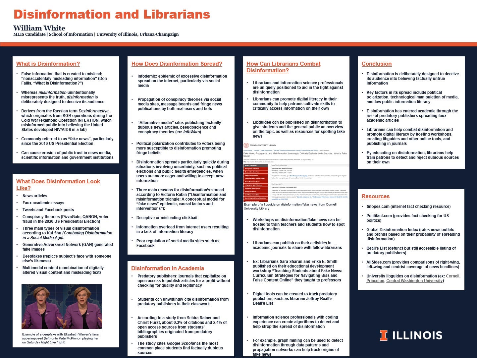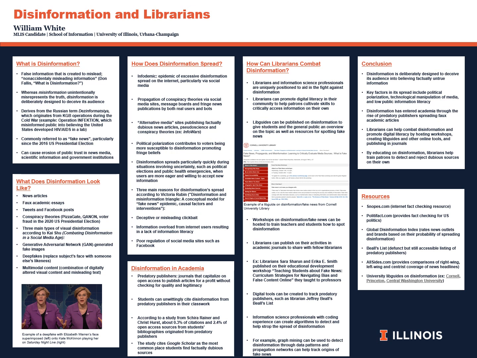And according to the scholar Victoria Rubin, the three main reasons for disinformation's spread are clickbait, information overload, and poor regulation of social media sites, Facebook in particular.